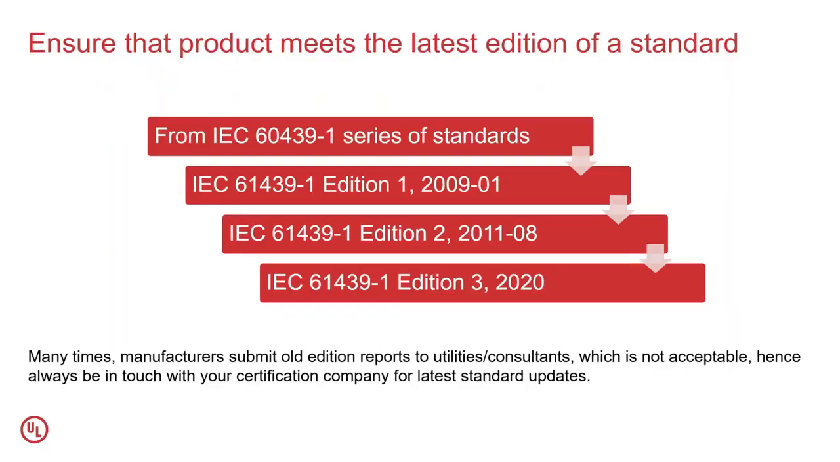As you see, the product and the standard keep on changing. This particular standard started with the 60439 series, then became 61439 edition 1, then changed to 61439-1 edition 2, and IEC 61439 edition 3 was also launched last July. Anything changes, but our basis will never change. Now you are very much clear.